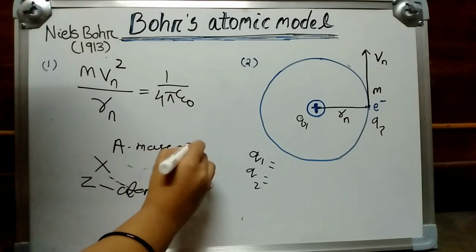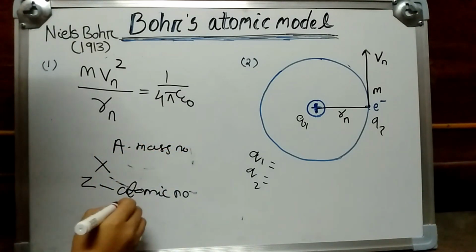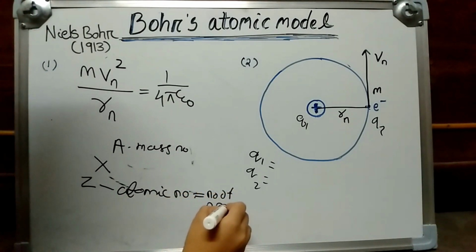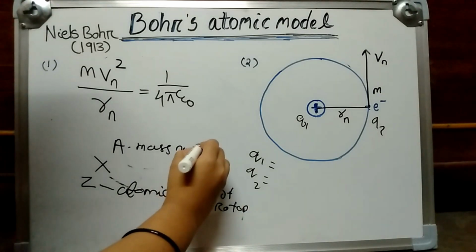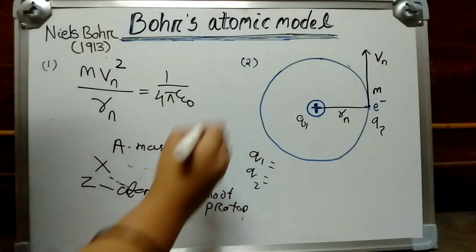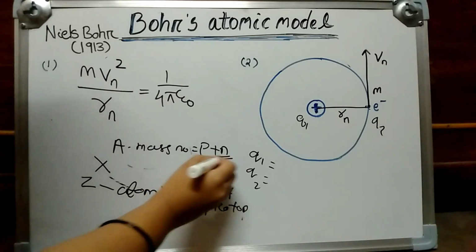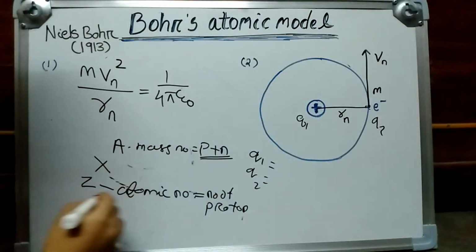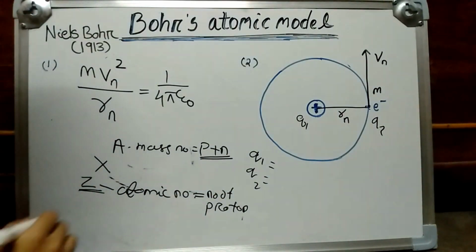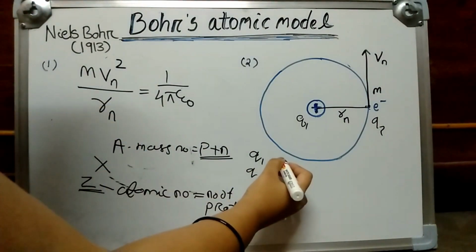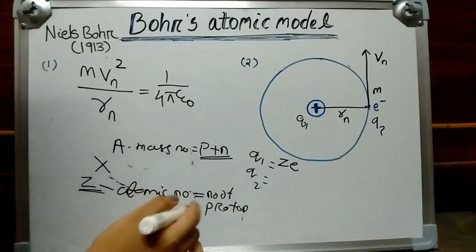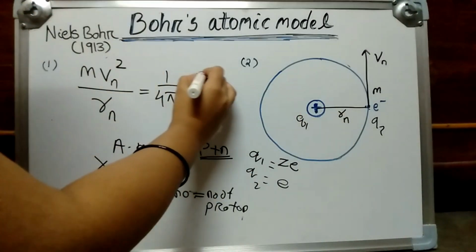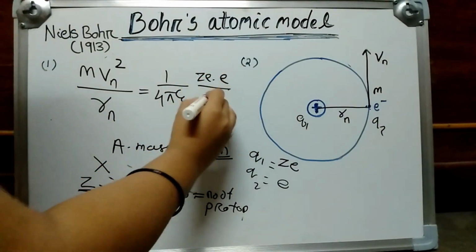Atomic number is equal to the number of protons, whereas mass number is equal to the number of protons plus the number of neutrons, the sum of protons and neutrons. So if in this element Z is the number of protons, then what is the charge? The total charge is Ze, and the electron charge we take as e. So 1 by 4 pi epsilon 0 Ze into e by r square.